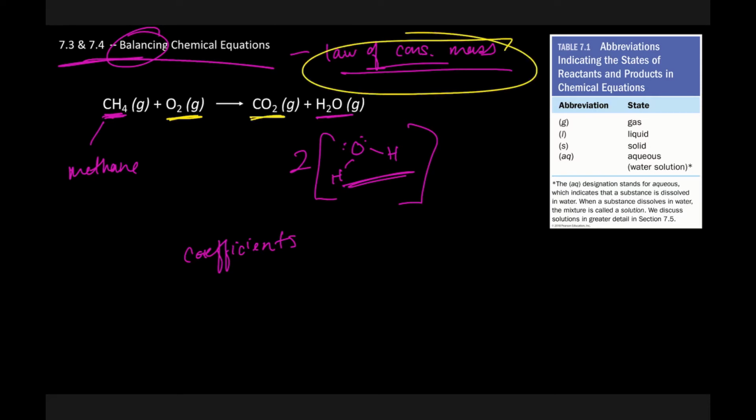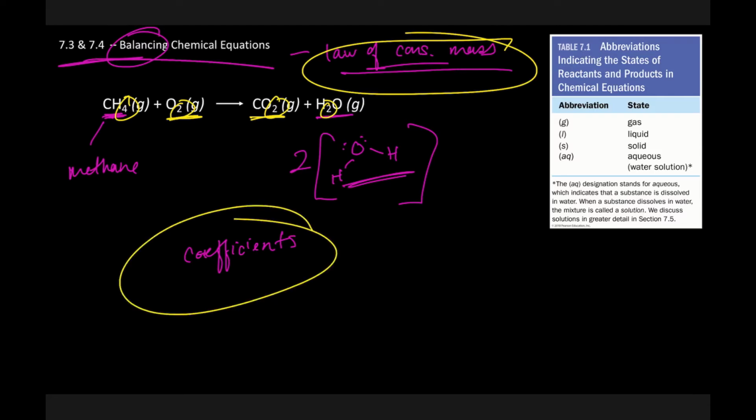We cannot ever change these subscripts because the subscripts are determined by the chemical makeup of the atoms combining. What are their charges? What is the distribution of electrons? How can they share them, etc.? You will never ever change the subscripts when you write or when you balance a chemical equation. Balancing is always going to be about coefficients.